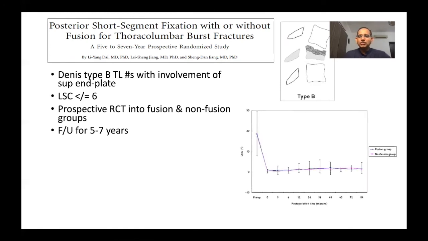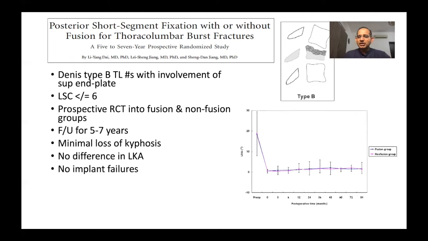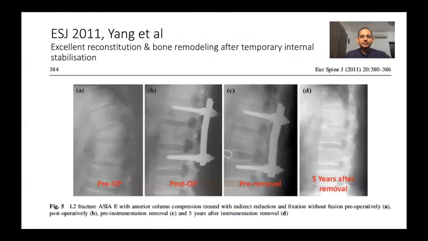And then they showed that whether it is a fusion group or a non-fusion group, there was minimal loss of kyphosis, no difference in the local kyphotic angle, and there were no implant failures. So technically, both their groups did equally well, provided they had a Denis type B fracture or a load sharing score of 6 or less. And hence, they recommended non-fusion for selected thoracolumbar fractures.